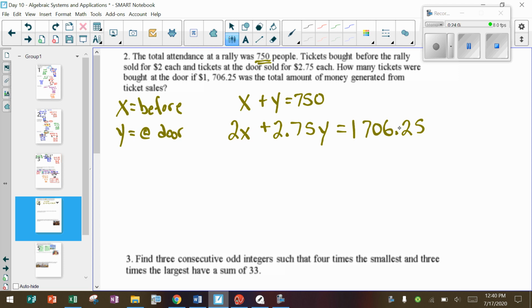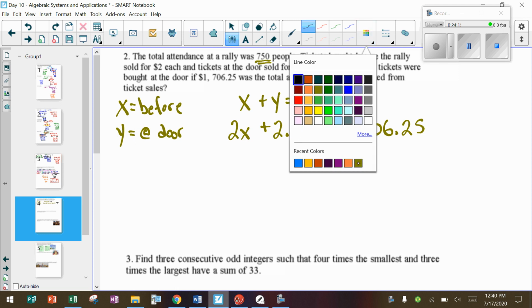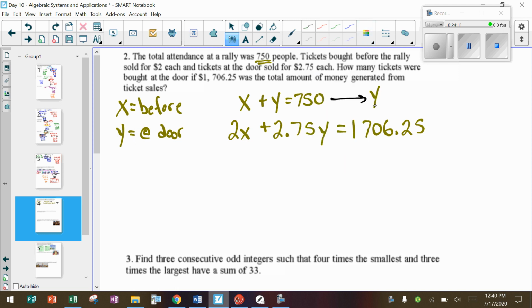Now we could use substitution here, because in this first equation, I can just easily subtract x across the equal sign and get y alone. And then I can substitute 750 minus x in for the y value, and then I can solve for x. So why don't you pause it, get your value for x and y, and then turn it back on, and we'll see if you did it right.